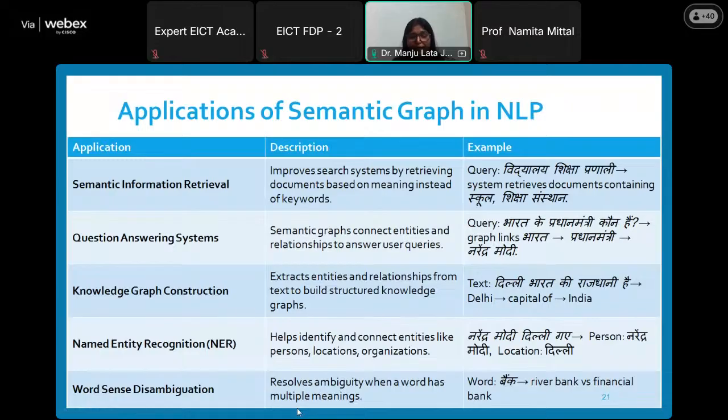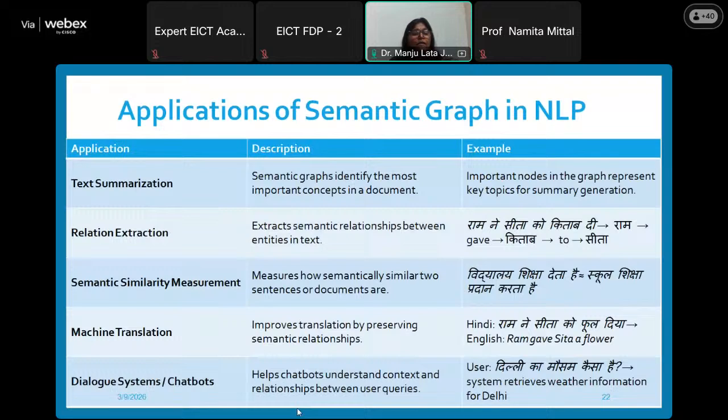Then another application, it can be used for word sense disambiguation, as in the case of synonymy, polysemy and all. There is a lot of ambiguity in the case of NLP applications. So semantic relationships resolve ambiguities when a word has multiple meanings. Like the word bank. Bank can convey the meaning related to river bank as well as financial bank. So how these kinds of ambiguities can be resolved by semantic relationships. Further applications are text summarization. I already used semantic graphs for text summarization as well as keyword extraction, and had very good performance in comparison to other models. So for text summarization, semantic graphs identify the most important concepts in the documents, and important nodes in the graph represent key topics for that particular summary generation.